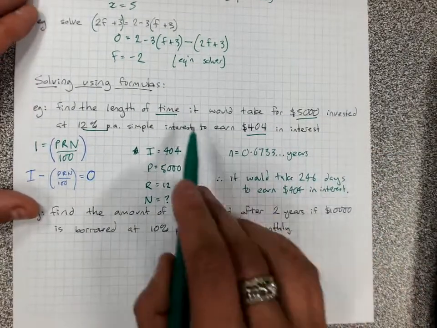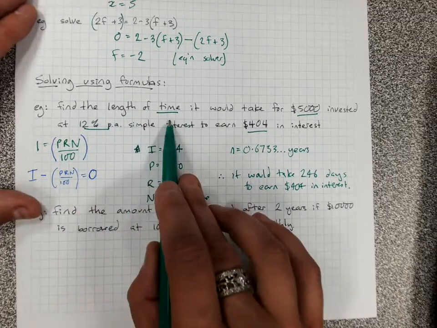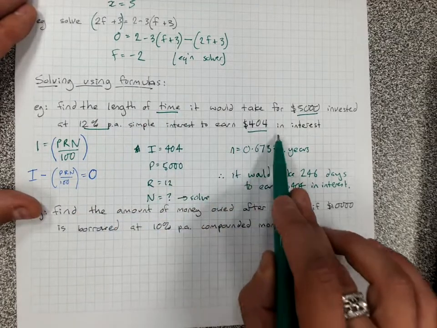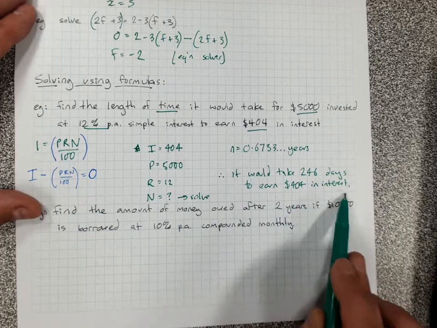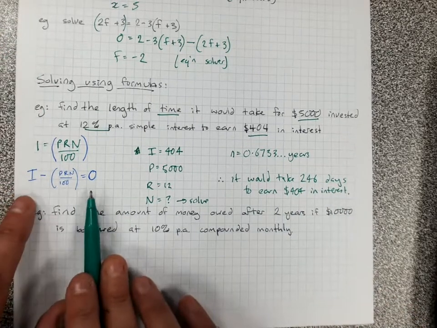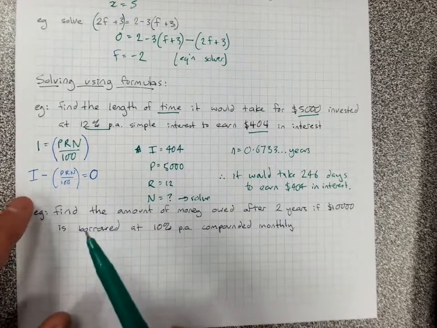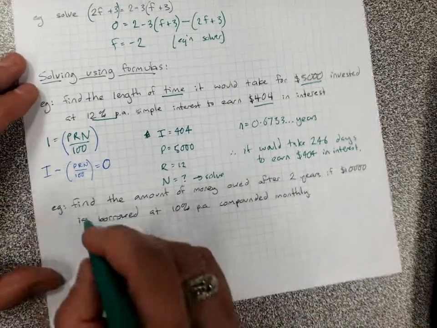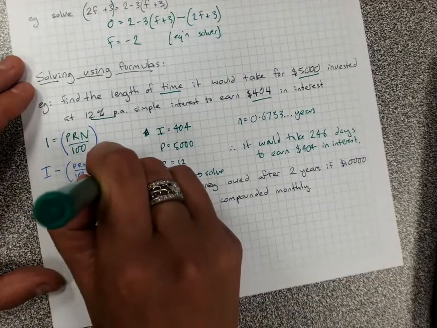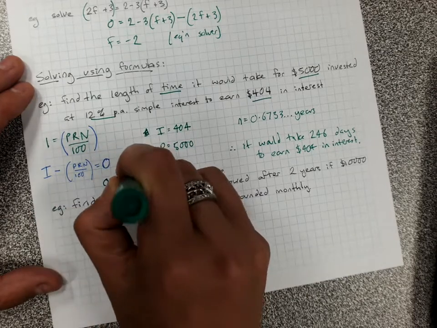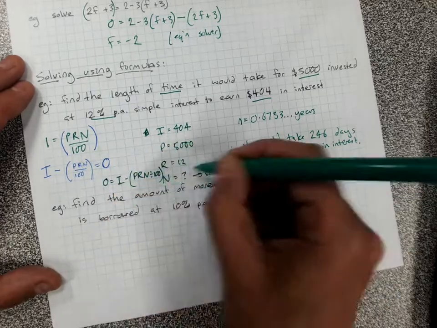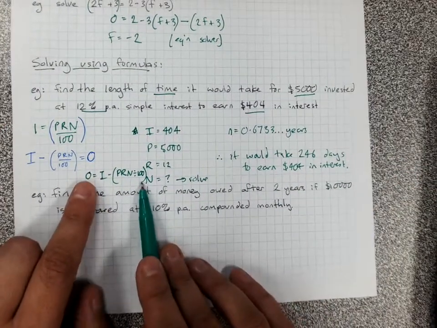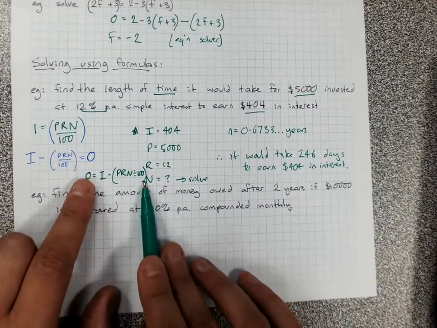Remember, you get your word answer by reading the question. How long it takes to earn $404 interest. It would take this long to earn $404 in interest. So this does require rearranging the formula. And it is a good idea to write your rearranged formula, 0 equals I minus PRN divided by 100. Sorry about squeezing it in there. Because if you've written that down, you've got it and can use it.